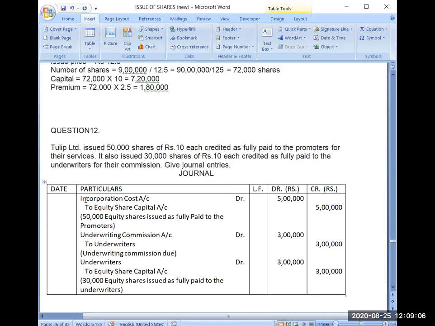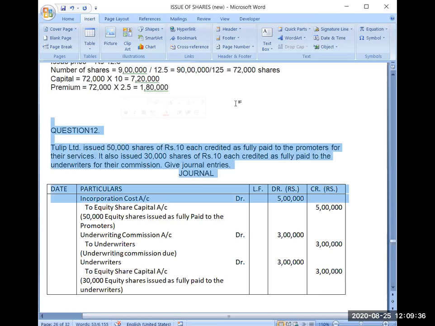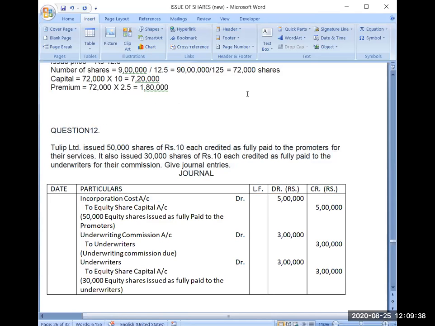See, here nothing is due. When you are issuing shares to the promoters, nothing is due. We can do incorporation cost account debit to promoters and promoters debit to equity share capital. That we can do. There is nothing wrong in that also. Now clear? Okay.